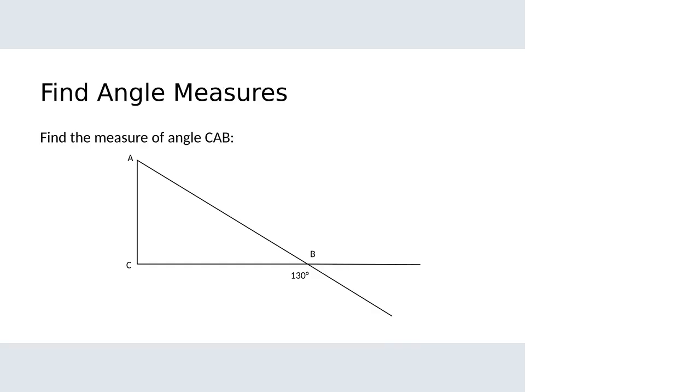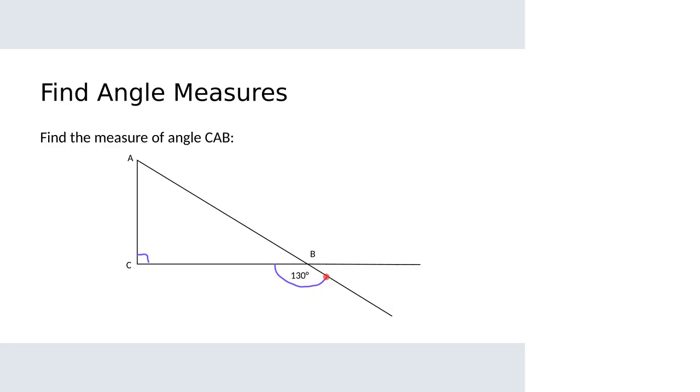Very recently, we would be given a figure, and from that figure, we would be given some information, and what we'd have to do is find the measure of some angle that we didn't know at the beginning. In this particular case, we are given this sort of triangle shape here. We can see a vertical and horizontal. That's a right angle over there. And what I know is that this angle measures 130 degrees.